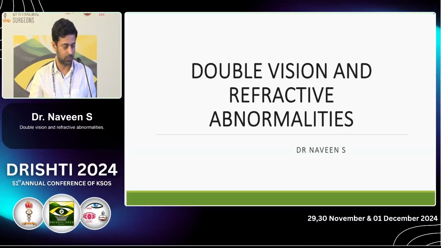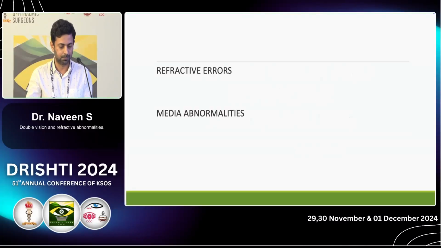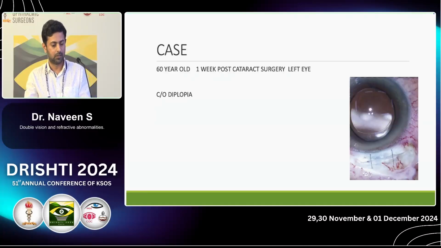So, coming to the first talk, diplopia due to refractive anomalies. The refractive aberrations which cause diplopia can be talked about under 2 headings. One is refractive errors and the other one is media abnormalities. So, we will try to talk about a small case. This is a 60-year-old male patient who had done his cataract surgery 1 week prior, and he came with complaints of diplopia.